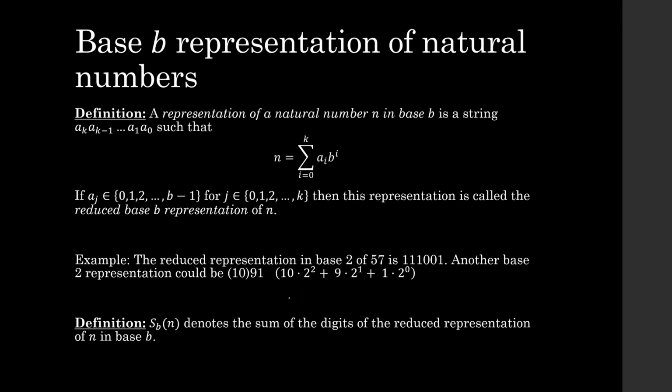Okay, so the next definition we're going to take from this base b thing, and this is for condensing notation once again, is that S_b of n is going to denote the sum of the digits of a reduced representation of n in base b. So for example, S_2 of 57 would have been 1 plus 1 plus 1 plus 0 plus 0 plus 1, which is 4.